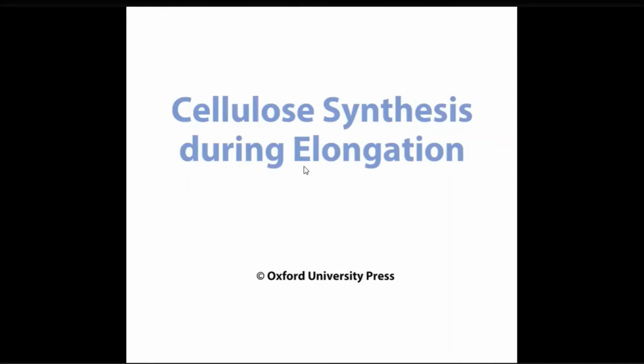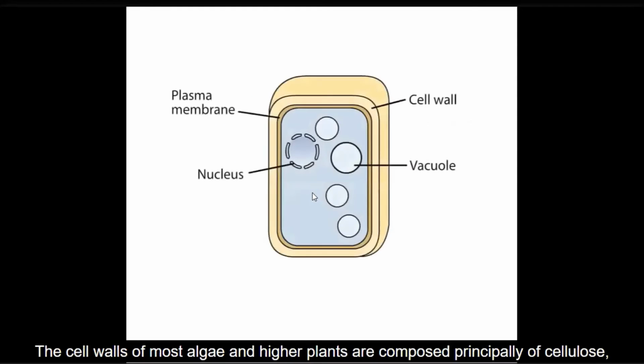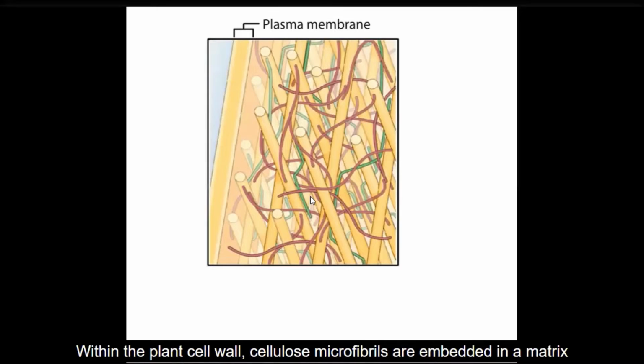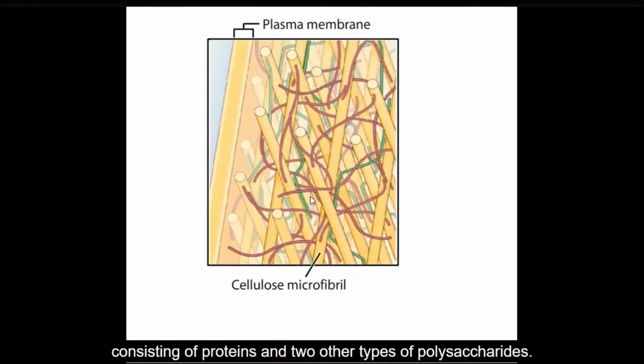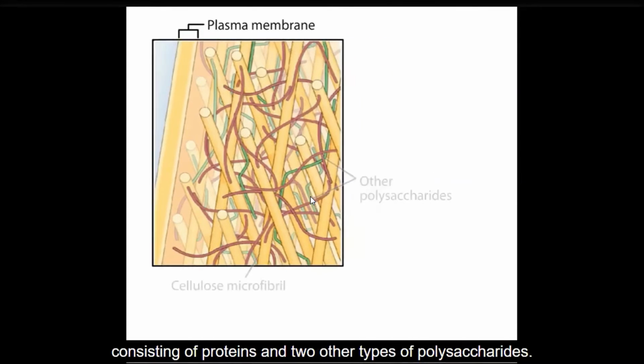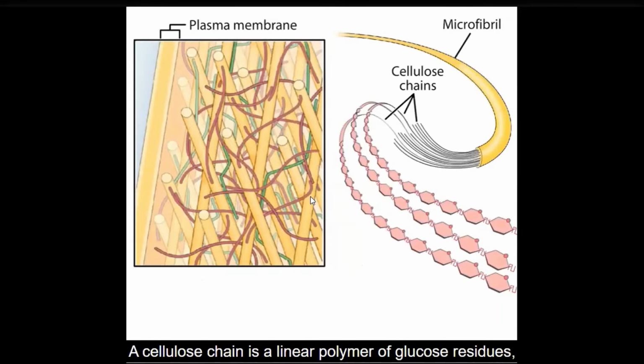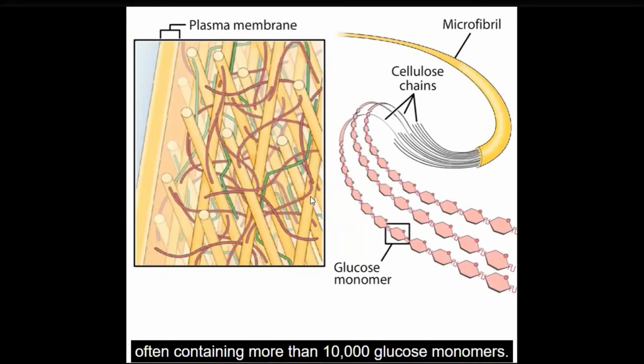Yes, ma'am. Okay. The cell walls of most algae and higher plants are composed principally of cellulose, which is the most abundant polymer on Earth. Within the plant cell wall, cellulose microfibrils are embedded in a matrix consisting of proteins and two other types of polysaccharides. Cellulose microfibrils are bundles of cellulose chains. A cellulose chain is a linear polymer of glucose residues, often containing more than 10,000 glucose monomers.